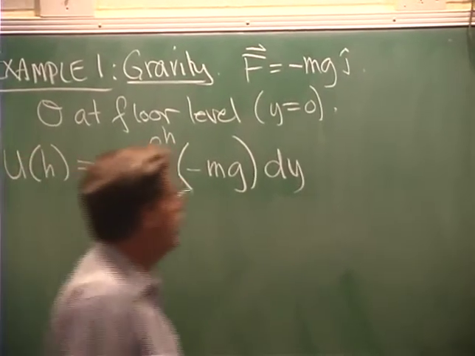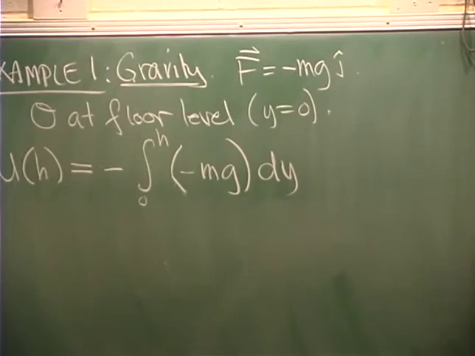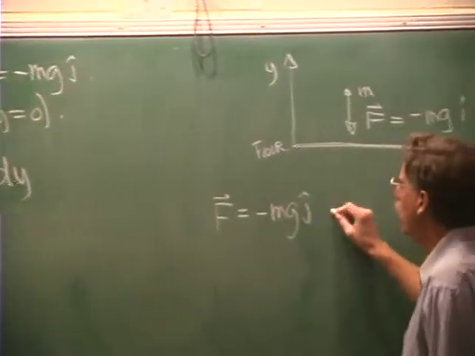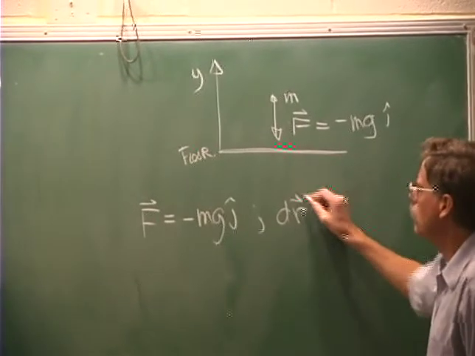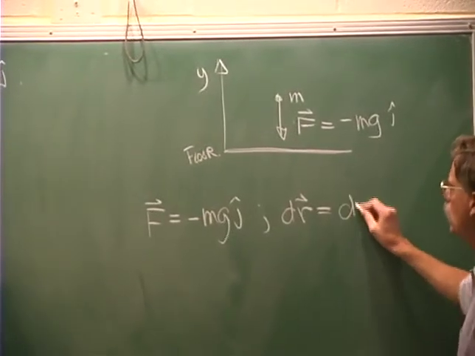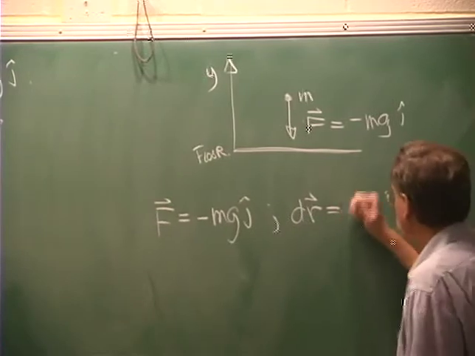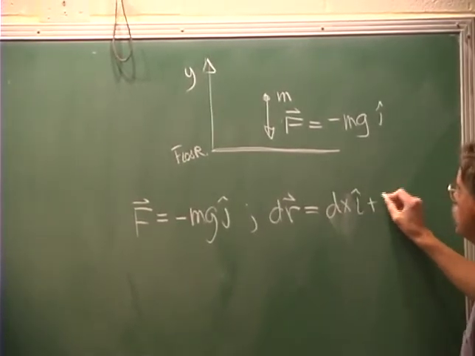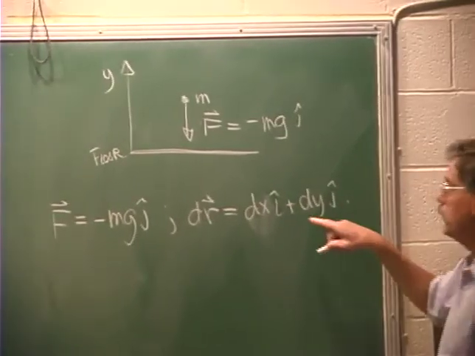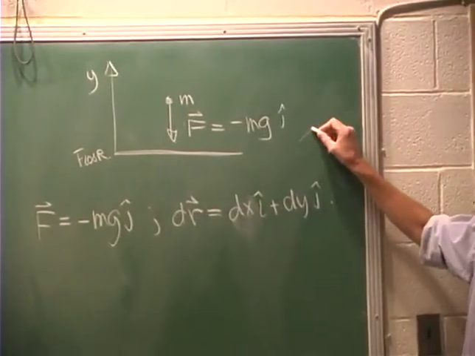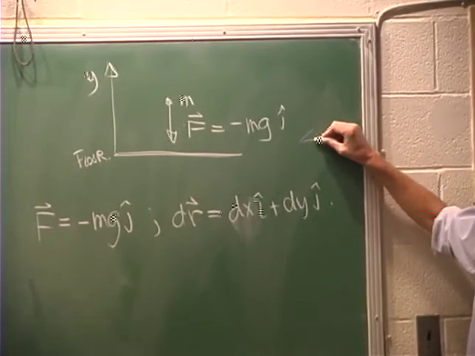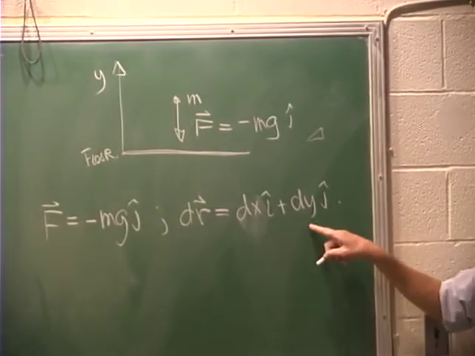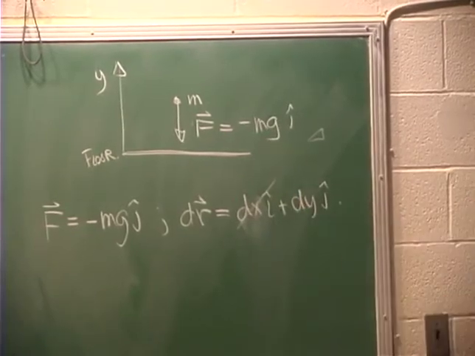Do you see how I got that? No dot product anymore. If you want to be very fussy about it, you say F equals minus mg j hat, and you say dr, the displacement, is, well, in general, dx in the x direction plus dy in the y direction, whatever displacement you did in the x direction plus whatever displacement you did in the y direction. That would be the most general element of the displacement.